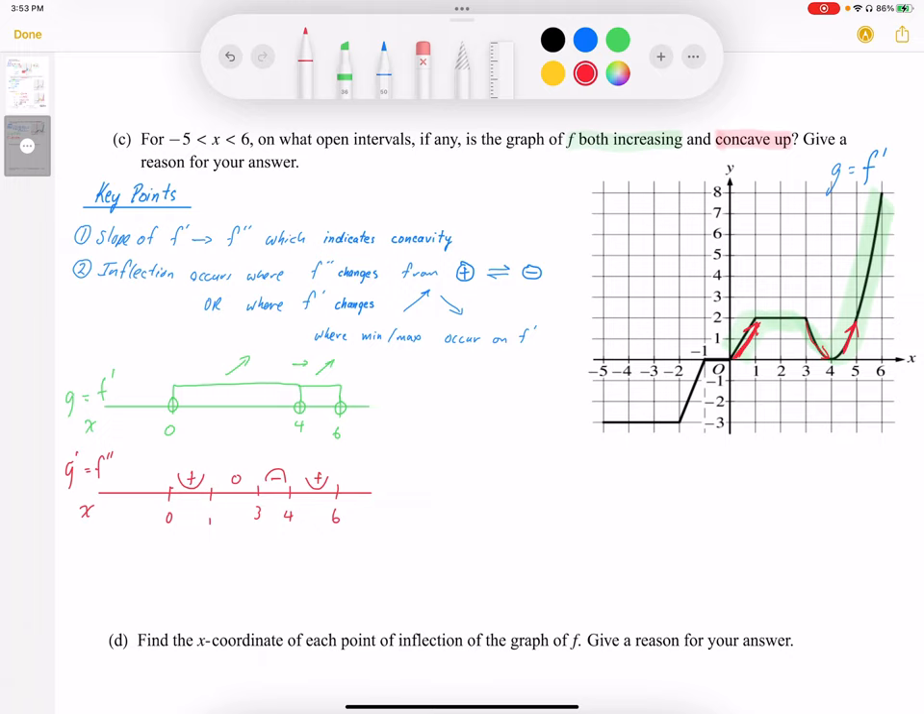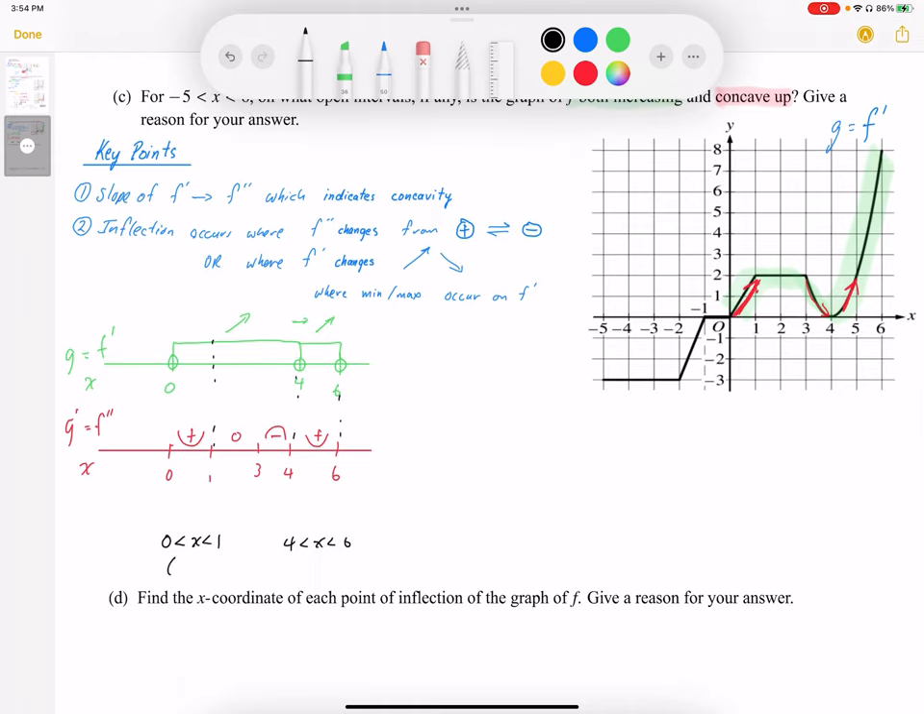So where we have the concave up and increasing is going to be in the region. This will be my solution then. So between 0 and 1, it is both concave up and sloping up. Between 4 and 6, we have both concave up and sloping up. And we can write the interval like this, and we don't include the endpoints to keep it an open interval.